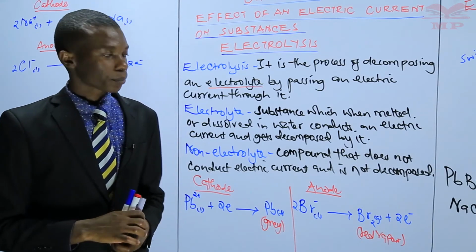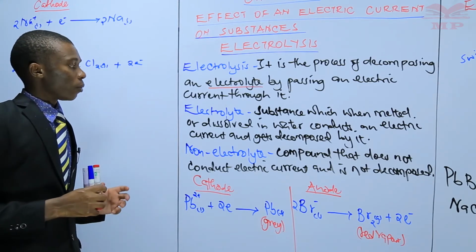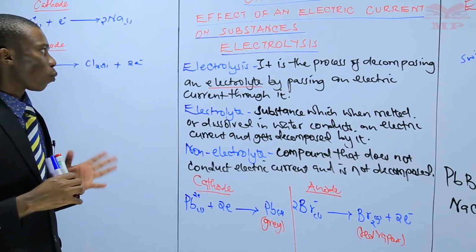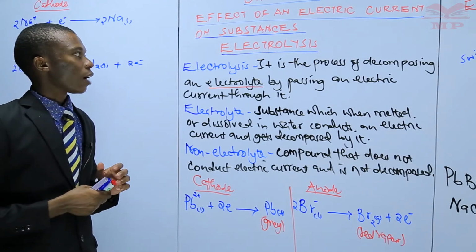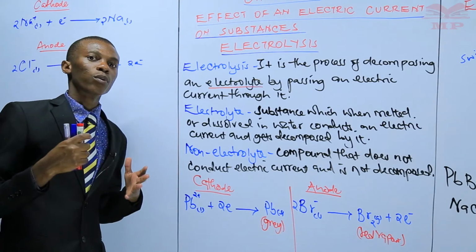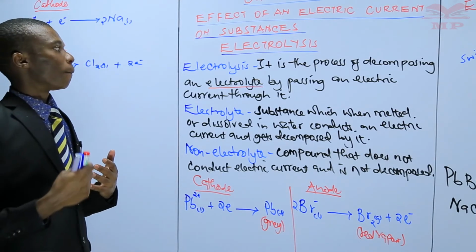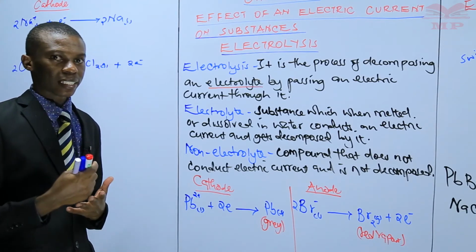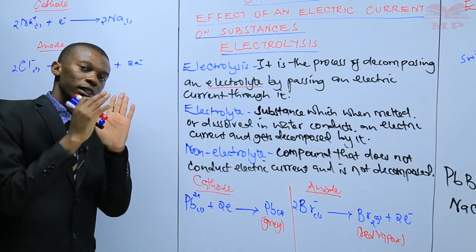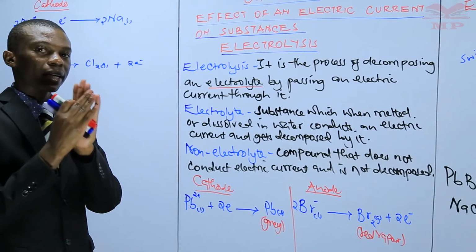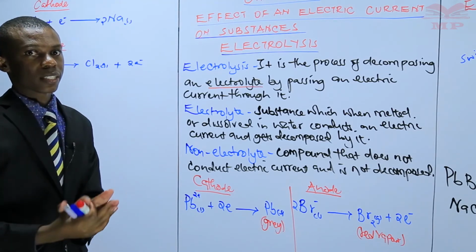It is that simple. Therefore, in this lesson, we have first defined three terms. One, we have defined electrolysis, and we have said that electrolysis is the process of decomposing an electrolyte by passing an electric current through it.